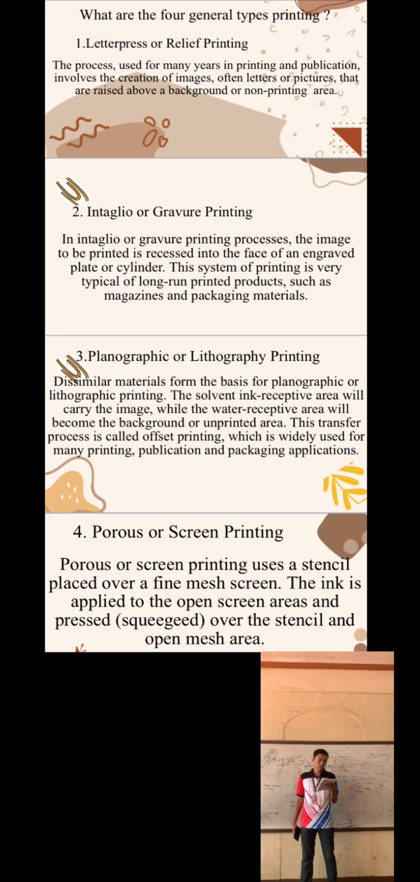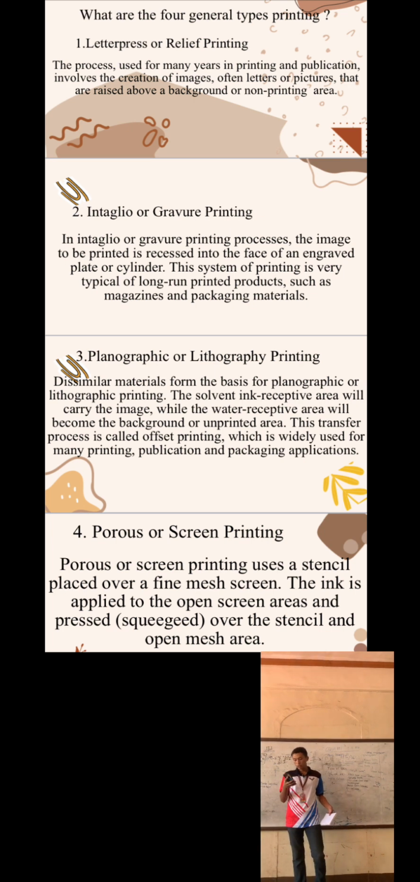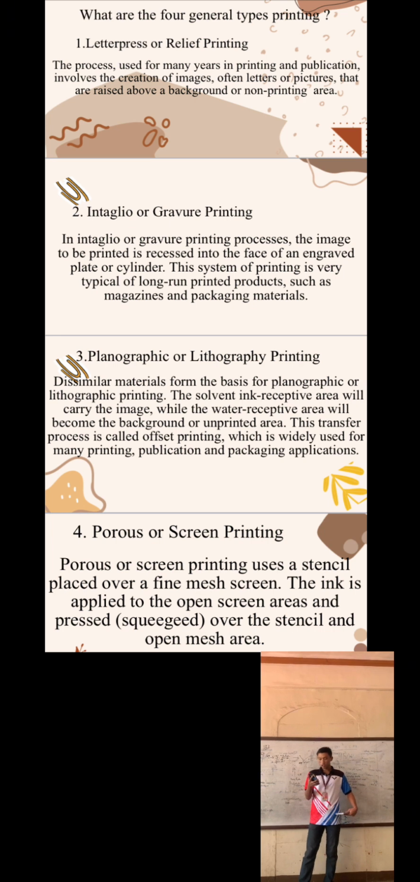Next is intaglio or gravure printing. The image is etched into the plate, and an excess of fluid ink is applied to the plate and the excess is removed. In intaglio gravure printing processes, the image to be printed is recessed into the face of an engraved plate or cylinder. This system of printing is very typical of long-run printed products such as magazines and packaging materials.